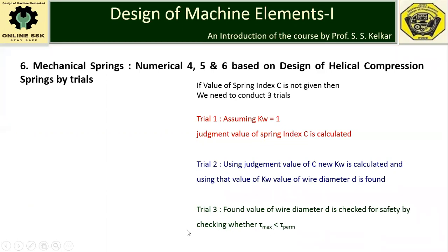And we have to go on conducting trials until we get this condition satisfied, that is, tau max becomes smaller than tau permissible. That's why this method of designing the spring is called the method of trials. Here, wire diameter is calculated by conducting trials. At least 3 trials are required to be conducted.